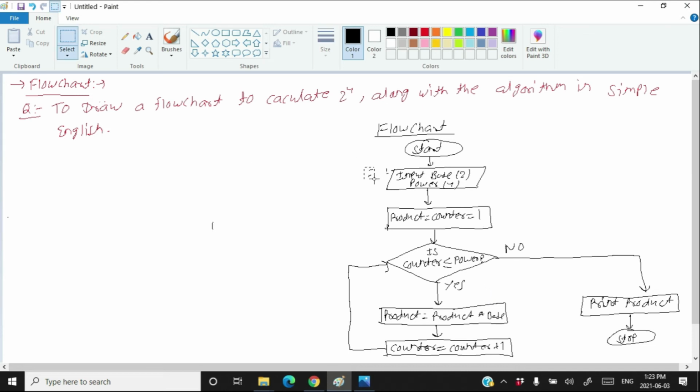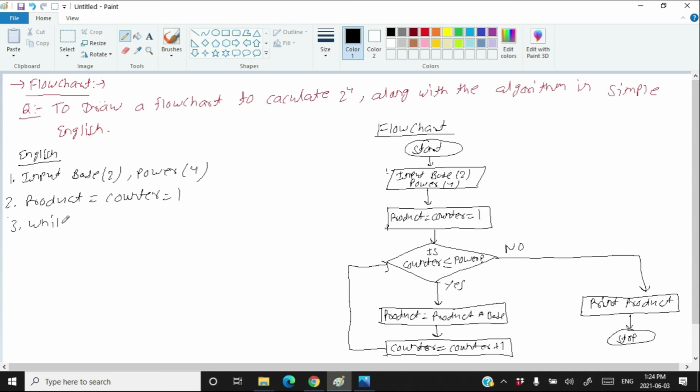Now let's write the same code in an English-like algorithm. Step 1, input base as the value of 2 and power as the value of 4. Then create two new variables actually: product is equal to counter is equal to 1. Got it? Now use a while loop.